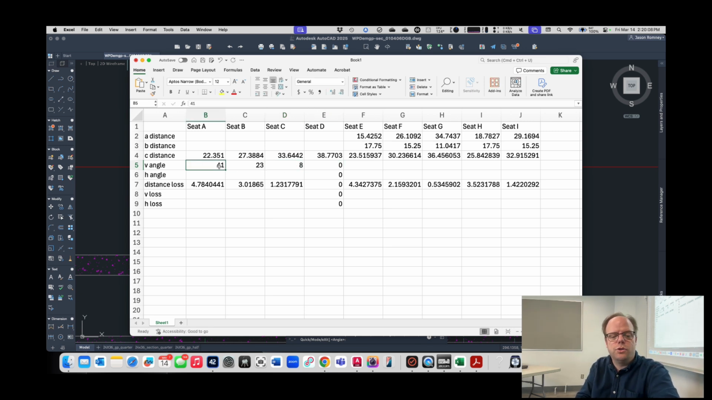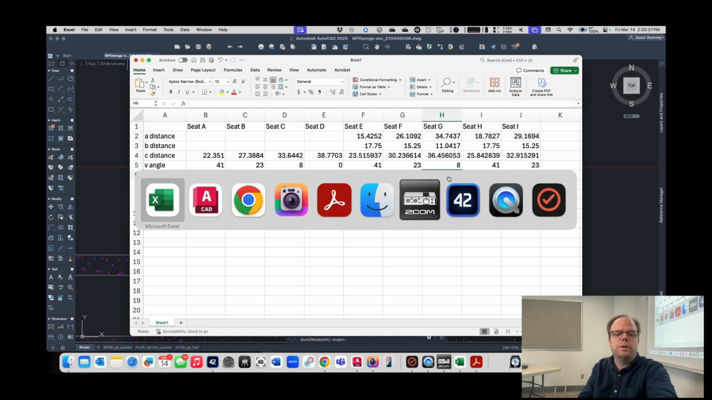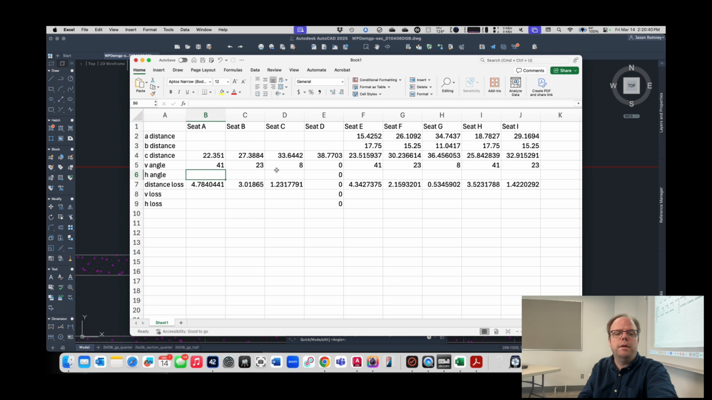Now, I can just copy these over because these will be the same, right? Because seat F is going to be the same 41 degrees as will seat H. Seat B will be the same for F and I. And seat G will be the same as seat C in terms of the vertical angle. So now I just got to get the horizontal angles. Well, for ABC, the horizontal angle is 0, right? Because those are on center line. So I really only have to figure out horizontal angle for E, F, G, H, I.